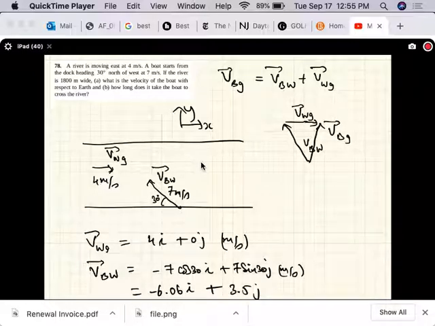All right, so right now all we've done is we've set up the problem. We've written our vectors in component form and we've drawn the diagram. We haven't done any calculations yet. So now, what is it that we're trying to find? We're trying to find the velocity of the boat with respect to ground. So it's this vector plus that vector.